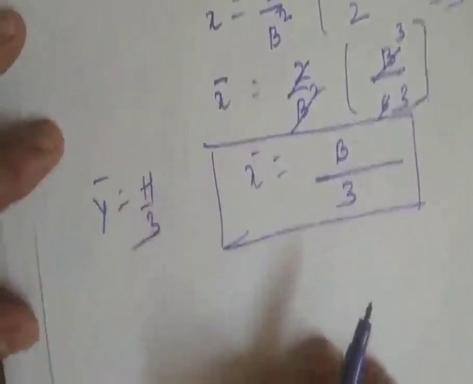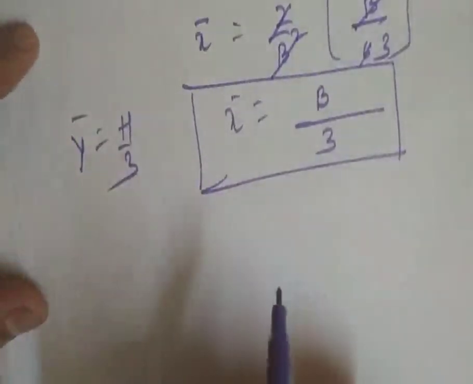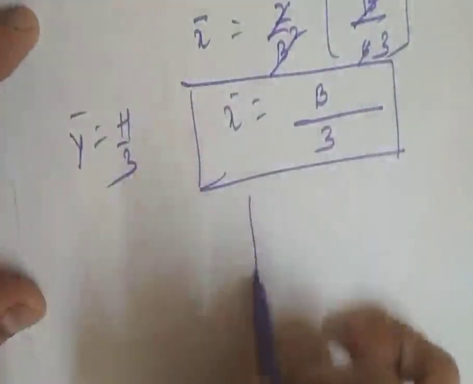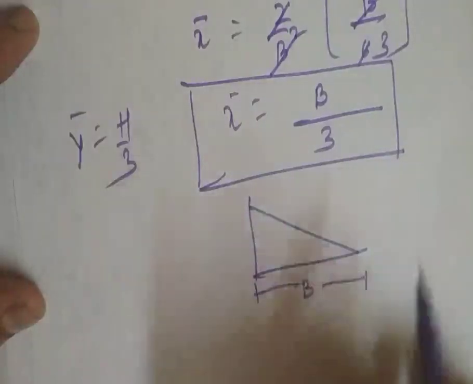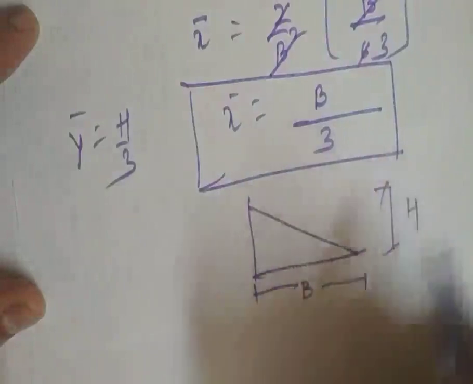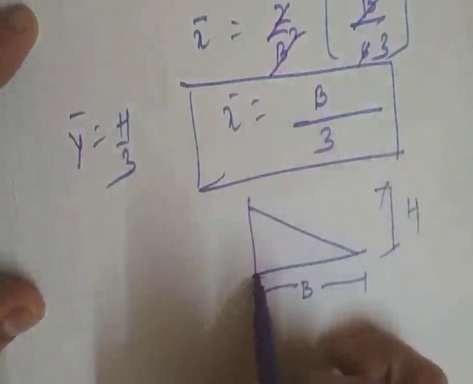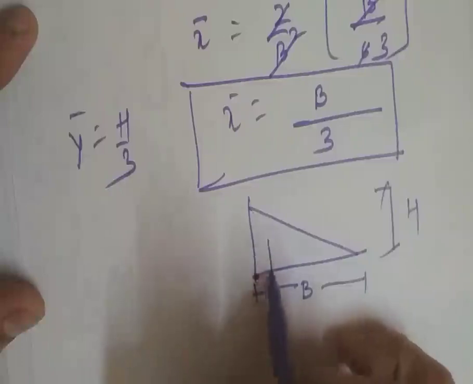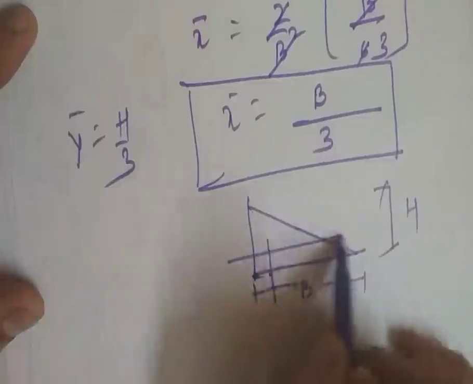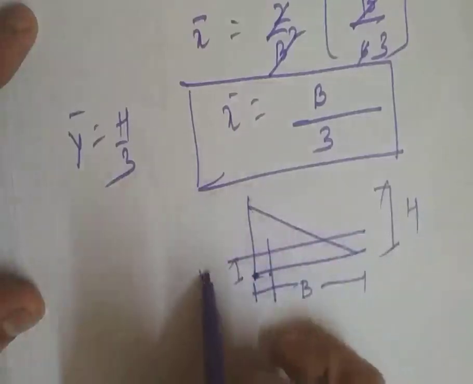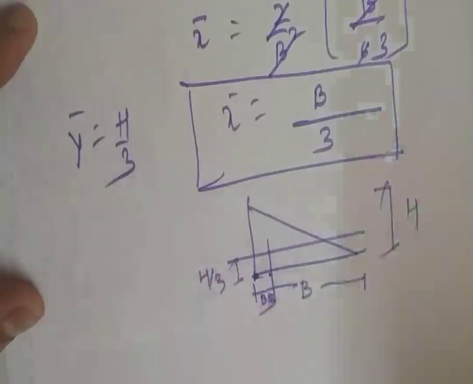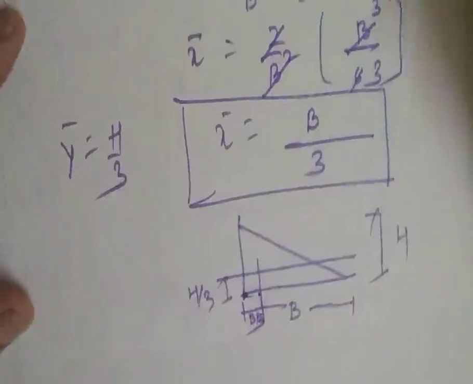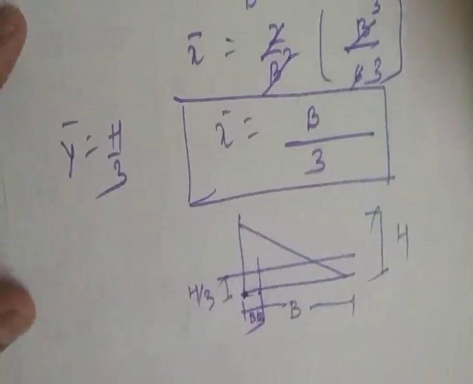H by 3. So if you want to interpolate these points on the triangle, consider a triangle here of base b and height h, and mark this particular point here. This particular point with reference to the origin will be b by 3, and with respect to the height it will be h by 3. So this will be h by 3 and this distance will be b by 3. So this is the calculation of the centroid for a right angle triangle.